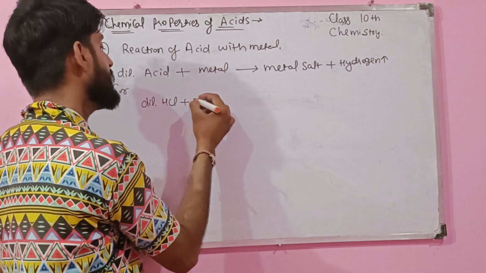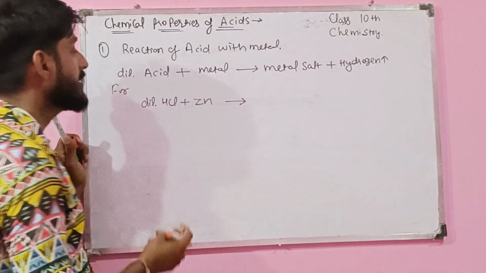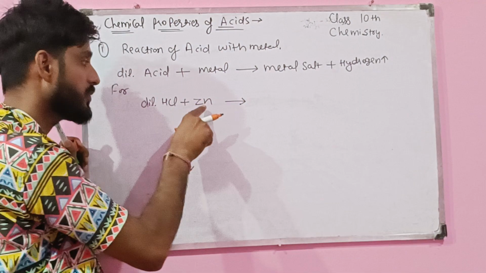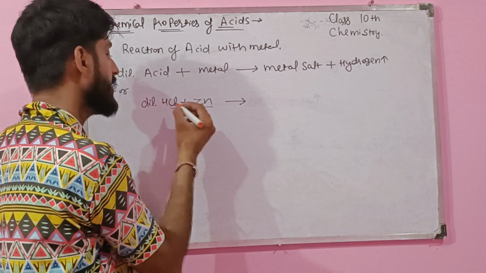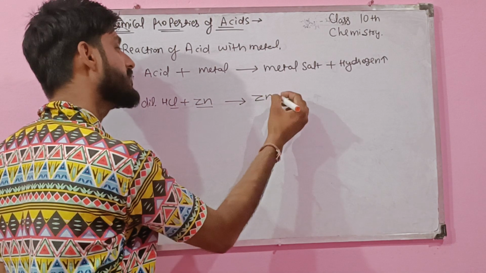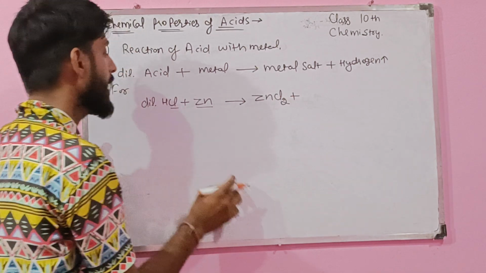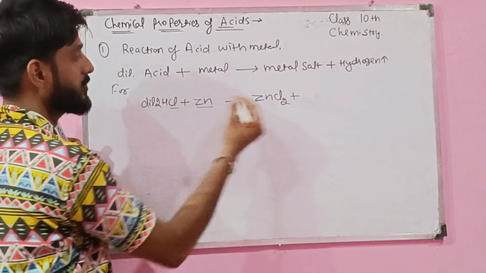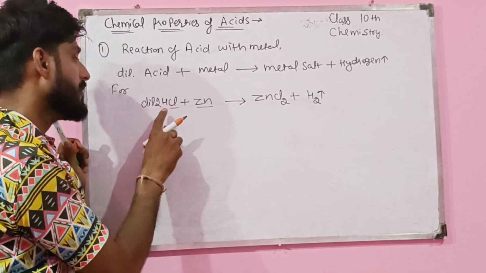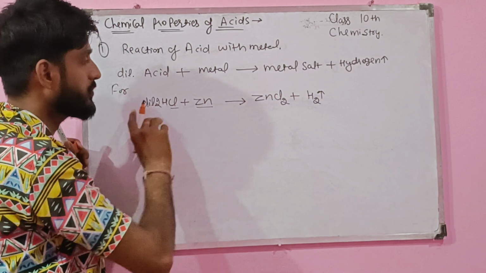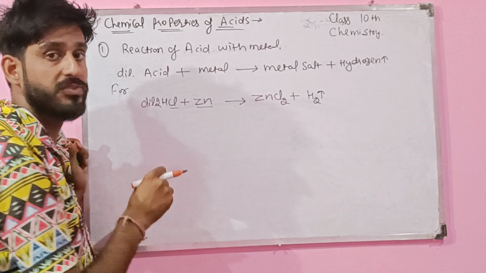Here we take zinc, then the corresponding salt of zinc is formed. The salt means zinc chloride, ZnCl2, and the formation of hydrogen means H2. Here I put 2 just for balancing this chemical equation.